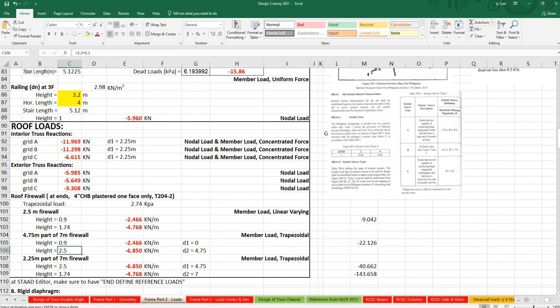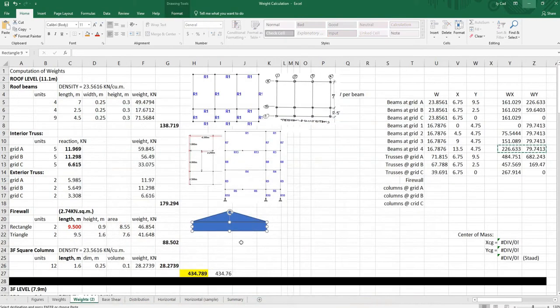So let's solve that. Ayan, 0.9. Ngayon, itong 1.6 that is taken as the highest, which is 2.5 minus 0.9. Yan yung 1.6. And then yung length would be 9.5 meters. Tapos, this is 4 inches CHB with one face plastered. Okay, so that is 2.5 plus 0.24.